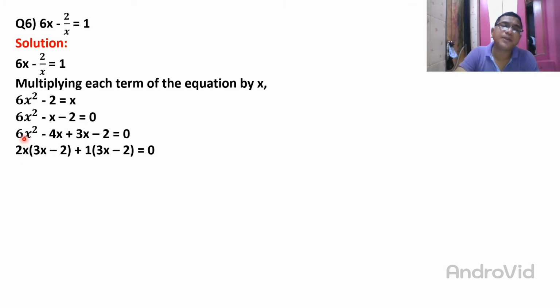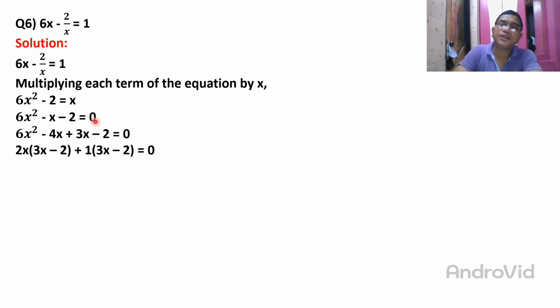What uncommon remains here? 3x, so it is written in the bracket: 3x. The minus sign remains as it is. 4x is factorized as 2 into 2 into x. So 2x is common, go outside. Here only one 2 remains, that can be written in this bracket. So you are getting 2x in the bracket 3x minus 2. Then 3x is factorized: 3x into 1, 3x ones are 3x. Minus 2 into 1.